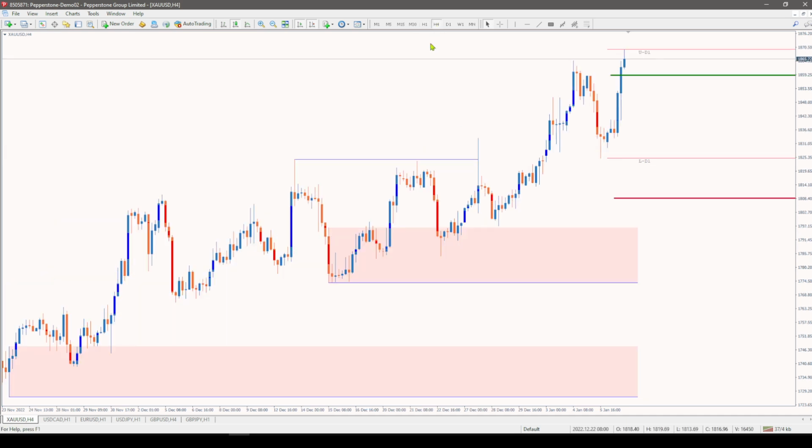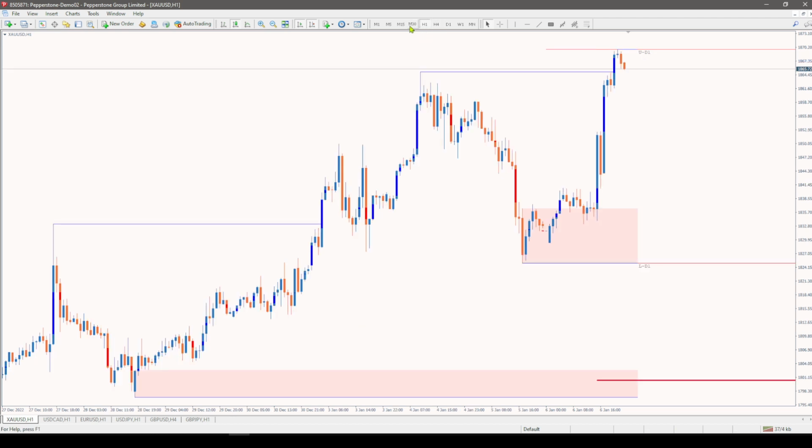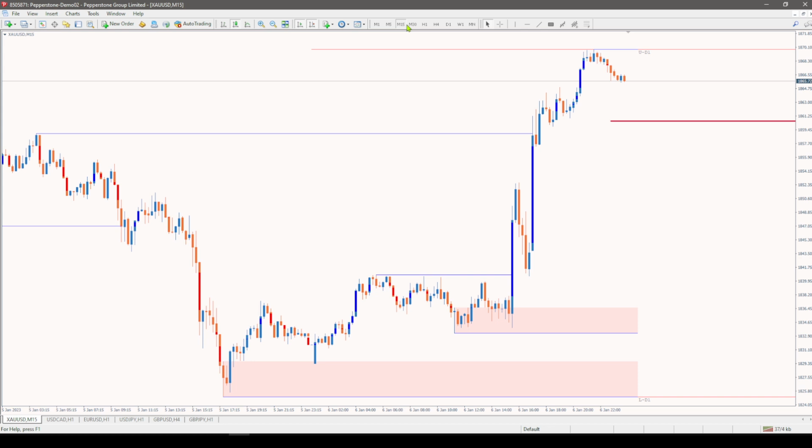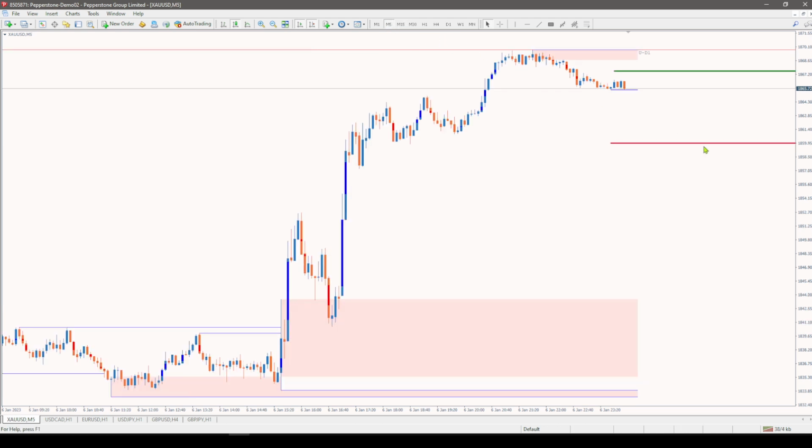So basically, projections give you an idea where you can target. But I highly recommend you focus on liquidity or zones. That's the most important part to manage your risk reward. It just gives an idea. Like, if I go to the 5 minute, you can see a very simple thing.